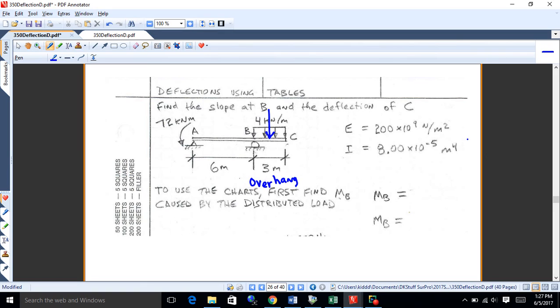So what do I got? I got 4 kilonewtons per meter. That's 4,000 newtons per meter by 3 meters. So what? Is that 12,000 newtons, I think is what that is. And then that's going to have a moment about B, which would be 12,000 newtons times the distance to the centroid, which is 1.5 meters, right? You all okay with that?